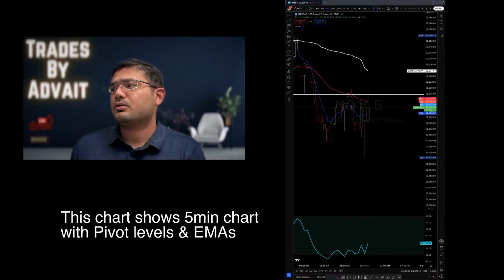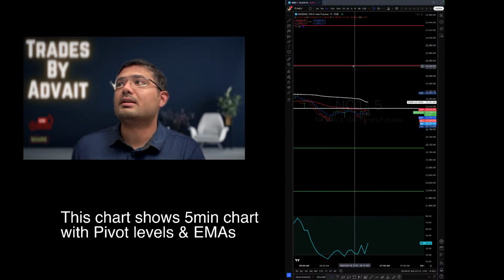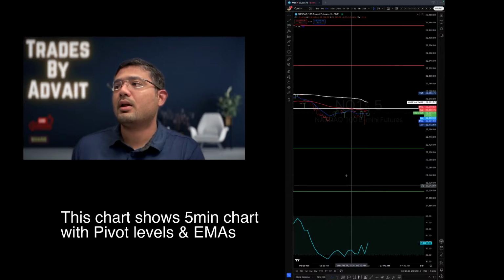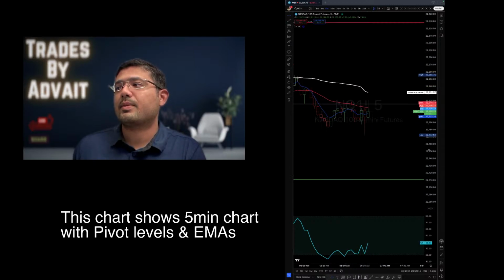level. So let me show you the actual pivot level. So this is the resistance R1, R2. This is the support S1 and S2.